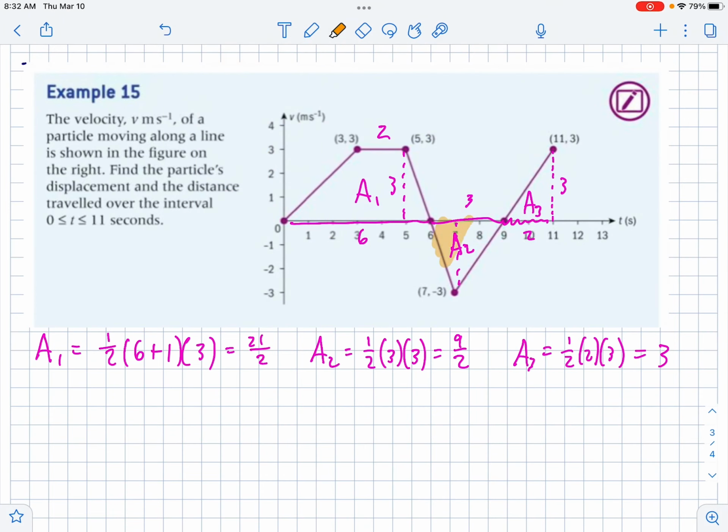So if we're going to find displacement, this part has to be negative because it's below the x-axis. So for displacement, it will be 21/2 minus 9/2 plus 3. 21 take away 9 is 12/2, which is 6, plus 3, which is 9. Am I doing that right?